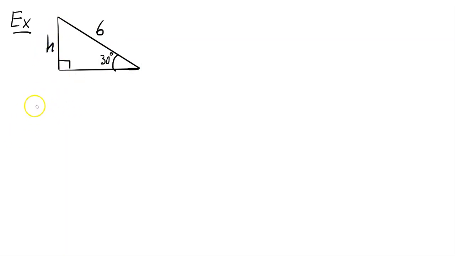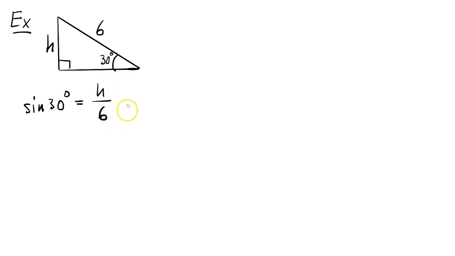Okay, so let's take an example. Let's consider the following triangle. So we have this right triangle with the height of h here, angle 30 degrees here, and we know this is 6. Now we want to determine the height. So what is the height? Then we can use trigonometry. So we can take sine of 30 degrees. And why sine? Because that involves this one and this one. So sine of 30 degrees is this divided by that.